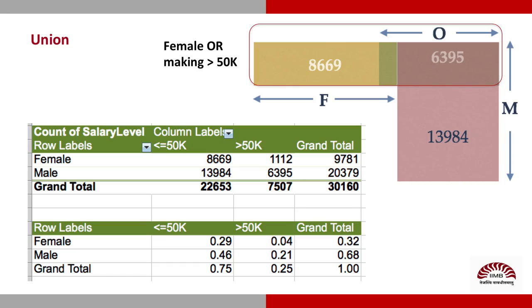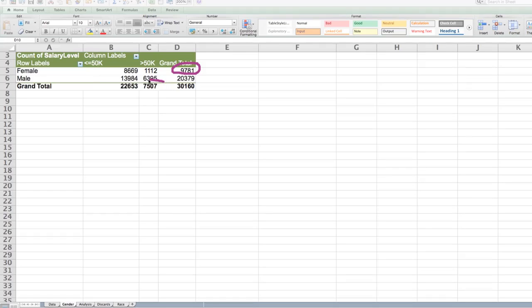We ask what is P of F union O, the probability that a randomly chosen person is female or makes over 50k. From the table, we know that the event F has a size of 9781 and the event O, let's take a look, 7507, that stands for all people making over 50k. Their overlap has a size of 1112 because it's the female row intersection with the greater than 50k column.